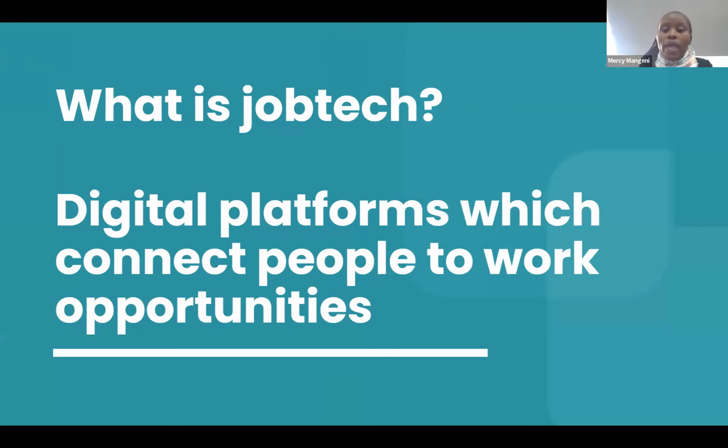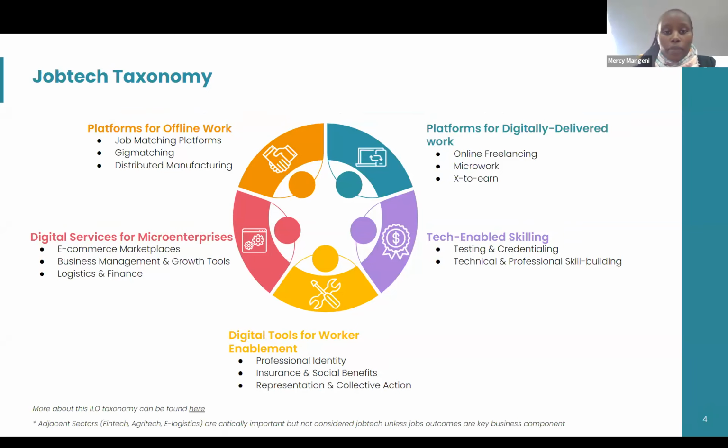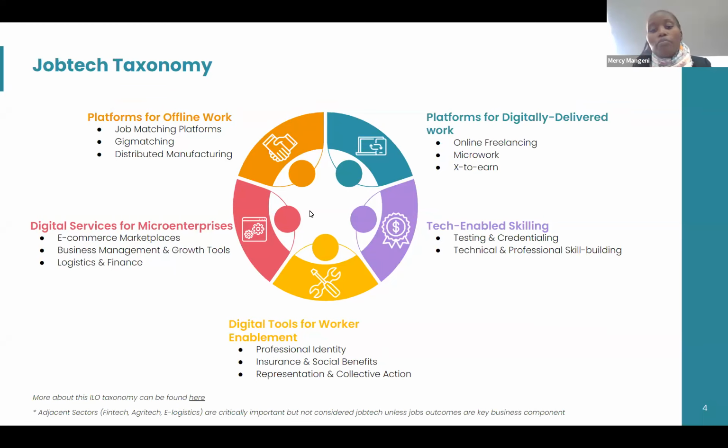So any platform that is able to connect people to work opportunities can then be said to be a job tech platform. But because this sector is quite nascent, we did come up with a framing to guide the sector in terms of what sector interventions are required. And we came up with about 5 categories within our taxonomy. And I'm sure our job tech taxonomy will be shared to you via chat. And there are 5 categories.